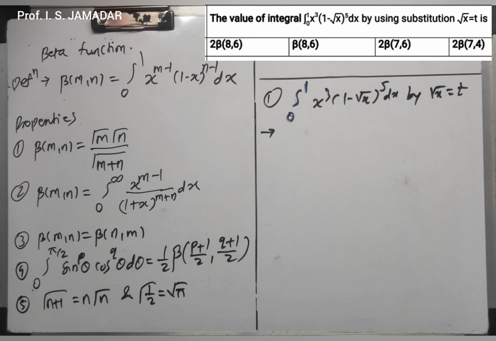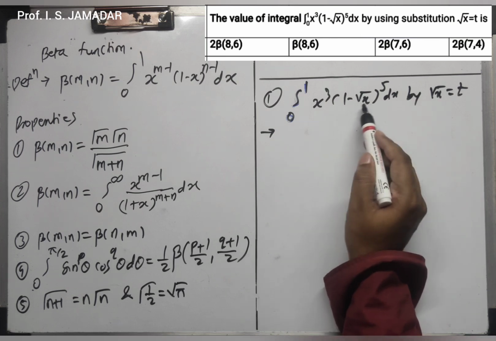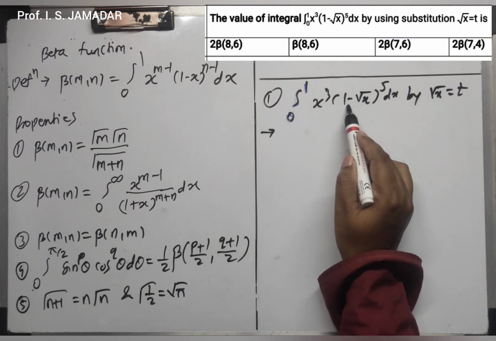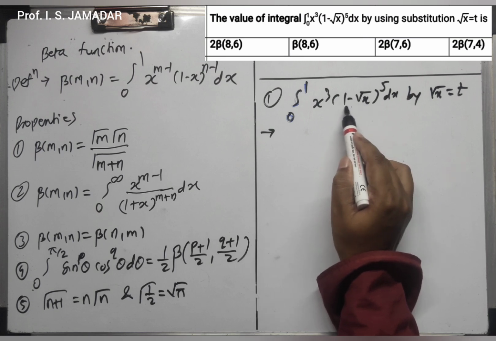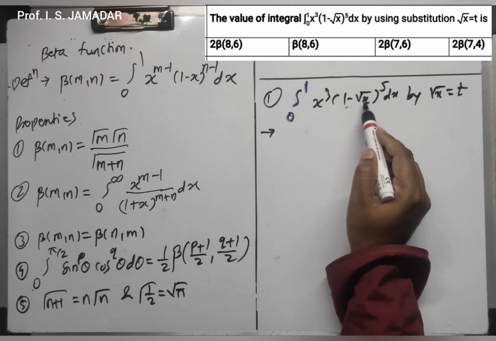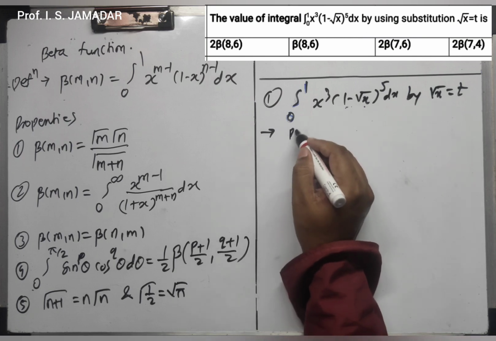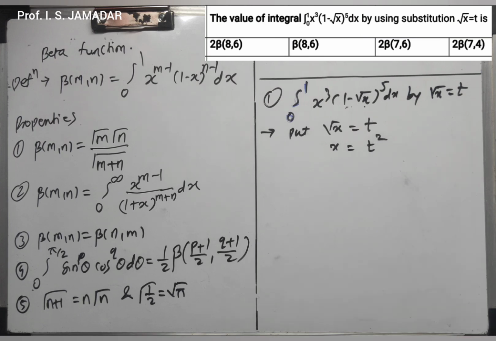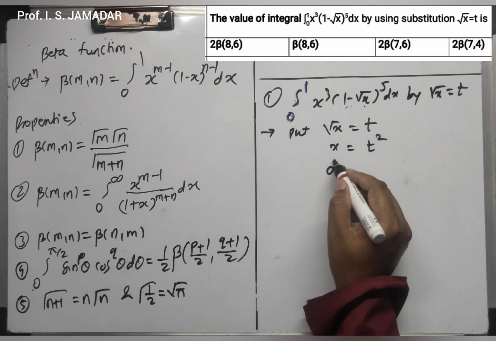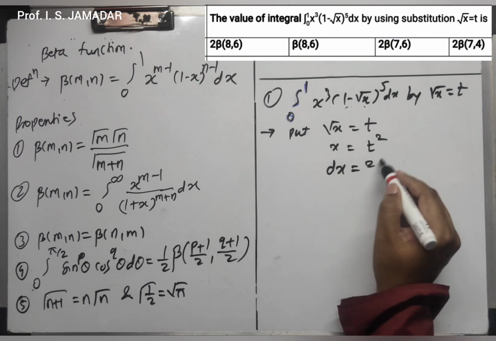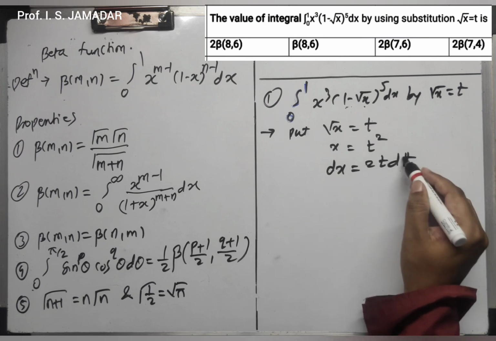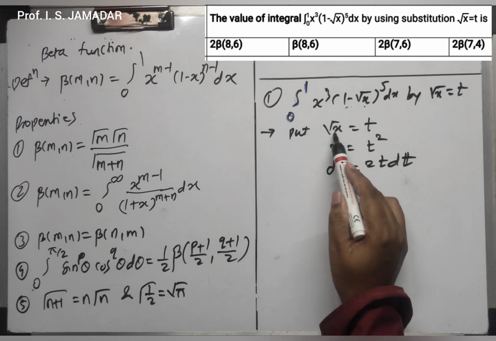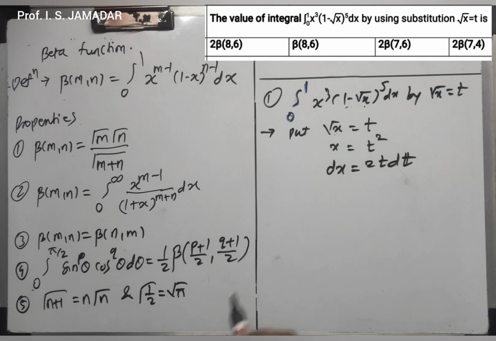Otherwise, if substitution is not given, you have to think of the substitution, and always think that you must get the term 1 minus t type, and accordingly you have to do the substitution. So here in this example, 1 minus t will be there after putting root x is equal to t. So put root x is equal to t. That implies x is equal to t square, taking square on both sides. So dx will be equal to 2t dt. And what about limits? For x is equal to 0, t is also 0, and for x is equal to 1, t is also 1. So limits remain unchanged.